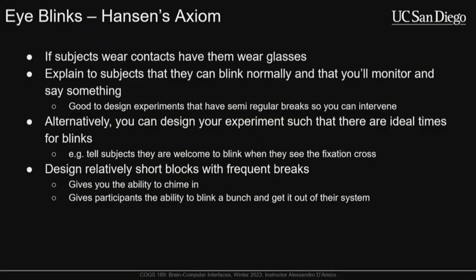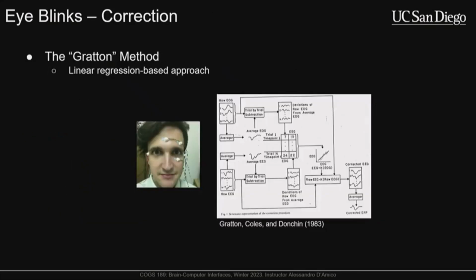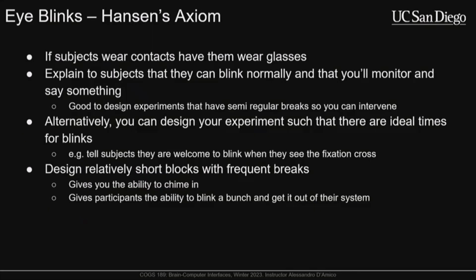And then in general for all these things, I'm going to talk about how they look, the detection and rejection, the correction, and also sort of the Hansen's axiom for this thing. What can you do before you even collect the data to make sure that you're going to be reducing these artifacts? So one thing is if your subject wears contact lenses, have them wear glasses instead.